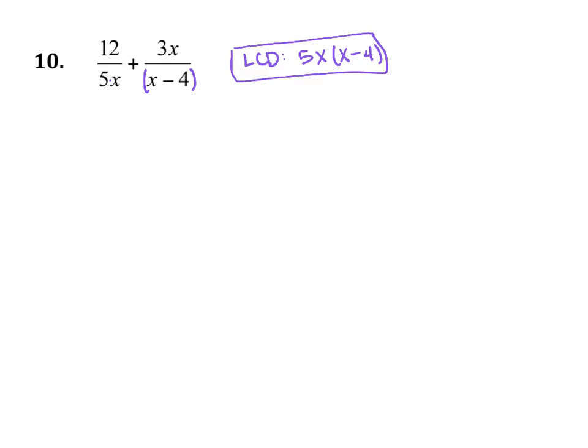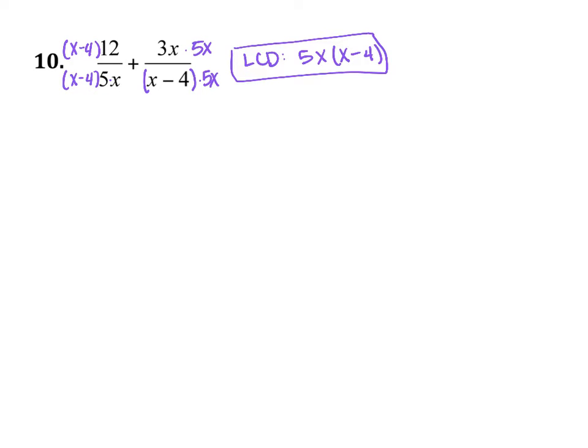But what do I need to do to make sure both fractions have that as a denominator? Well, the first fraction is missing the x minus 4 part. So I need to put x minus 4 on the top and bottom of that first fraction. The second fraction still needs to be multiplied by 5x. So I need to multiply the numerator and denominator both by 5x.